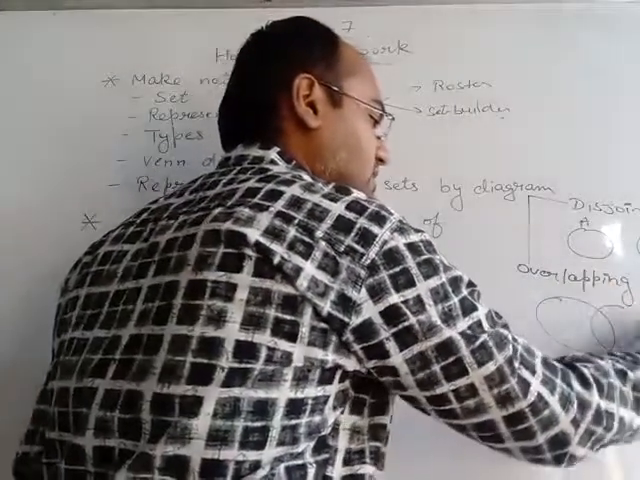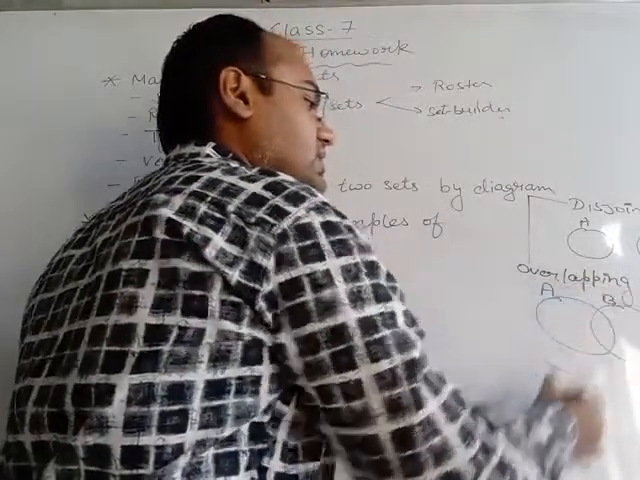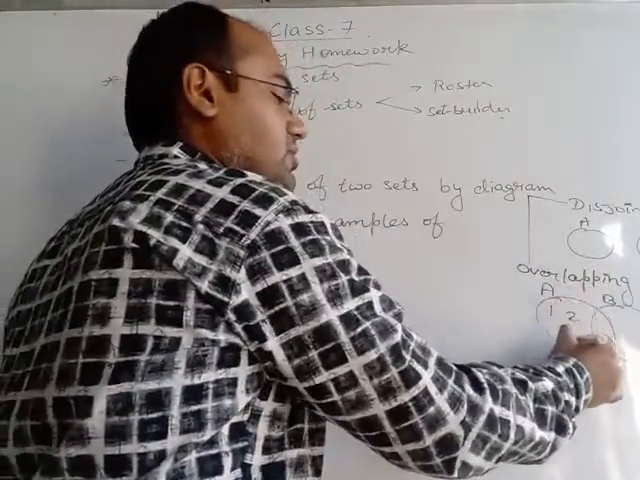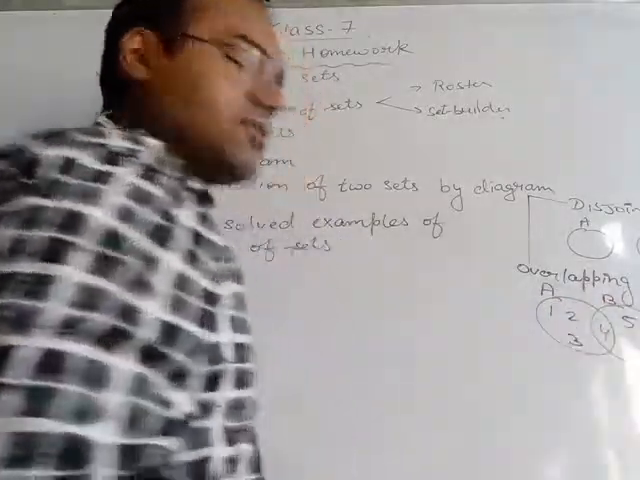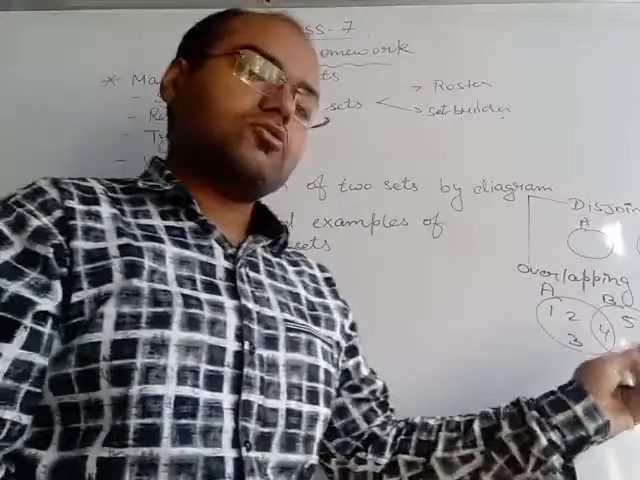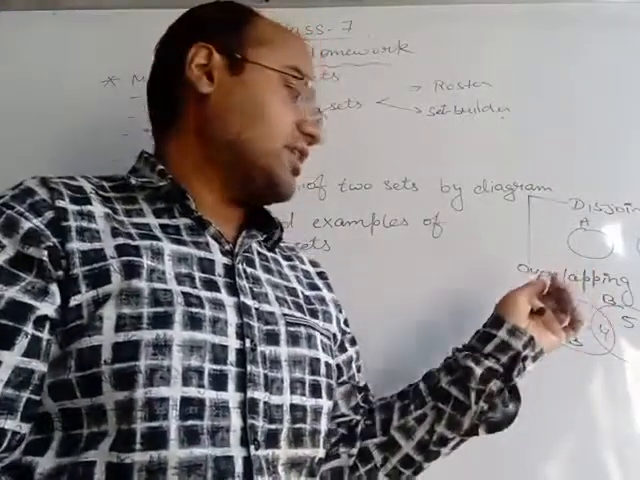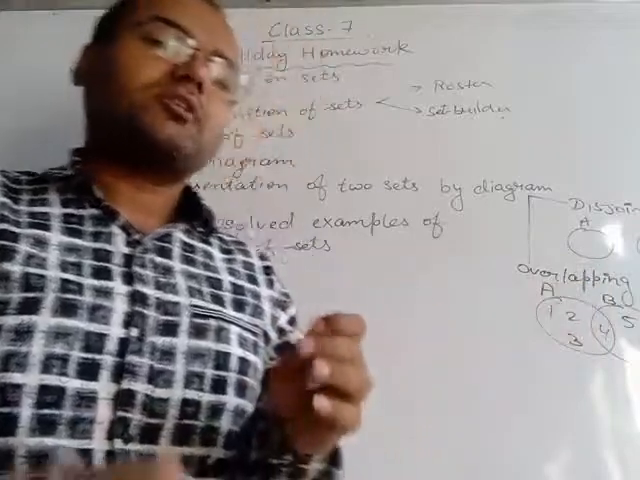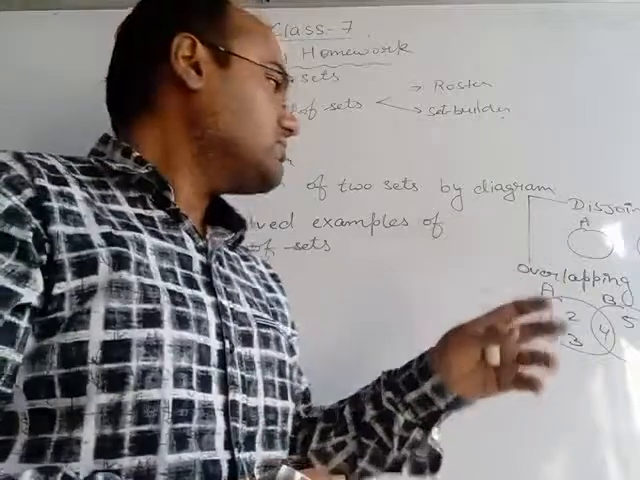Overlapping is like this. Both the circles will cut each other. A set, B set. Here 1, 2, 3, 4 is common in both. So 4 we have to fill in between. Such a figure is known as an overlapping figure. So you can take the help of the internet, you can search on Google, because in your textbook the content is not given that much.